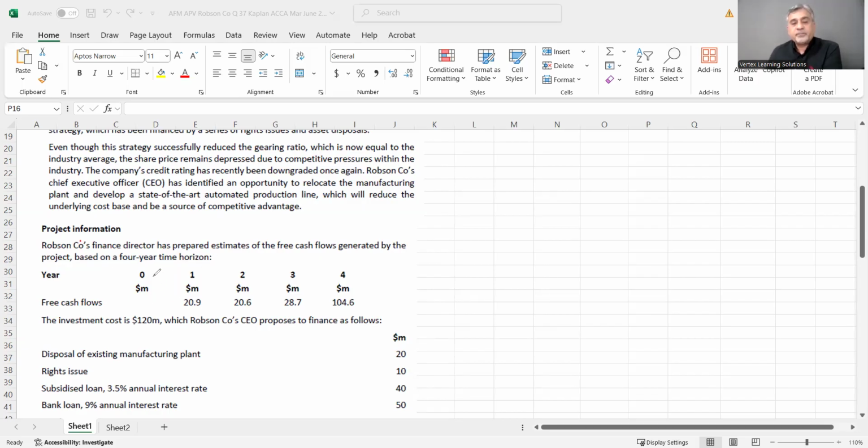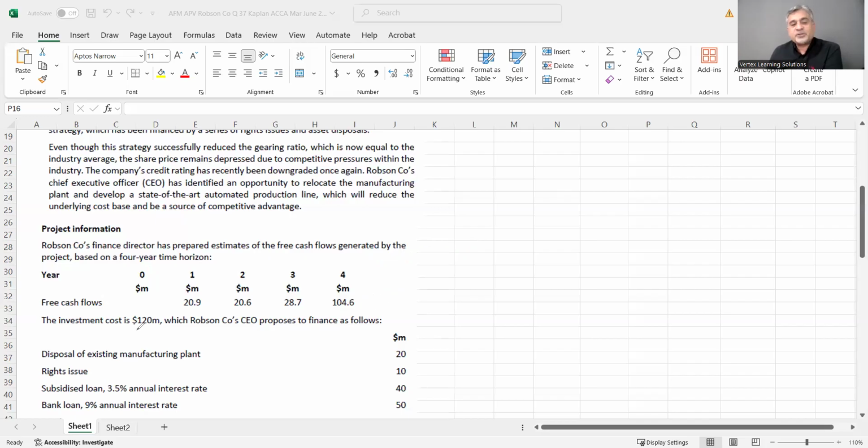Free cash flow, in year 0, you probably will make the investment about relocation. Then in year 1, 20.9 million, 20.6 million, 28.7 million, and in year 4, 104.6 million. This is, by the way, a big question mark, why your cash flows are so significantly increasing in year 4. Probably you are having the terminal cash flows adding up here. Anyways, which is not a good sign.